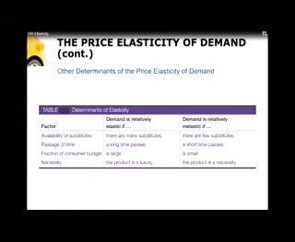Another factor is the fraction of your budget. If it's a large fraction of your budget, you're going to have a relatively elastic demand, because it's taking up so much of your budget, you're going to look for substitutes and alternative ways. And if it's a necessity or a luxury: if the product is a luxury, it's going to be relatively elastic. If the product is a necessity, it's going to be inelastic.